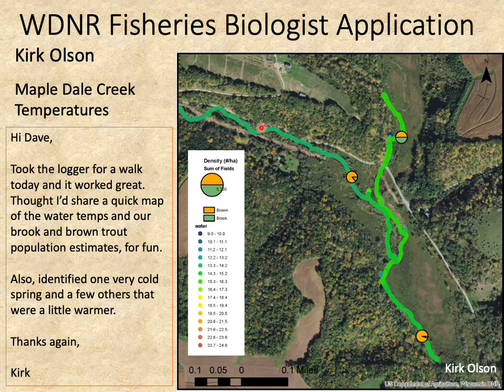Dark green is cooler, lighter green is warmer, and then he's also got the density, or the relative number, of brook and brown trout here. Brown is brown trout and green is brook trout. You can see those densities there. You can see the upper part of Mapledale Creek is cooler. We have another tributary coming in here, and this tributary is significantly warmer. Then you can also see a couple of other cool spots here and here. Those are associated with some springs.